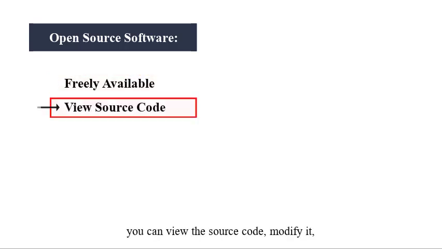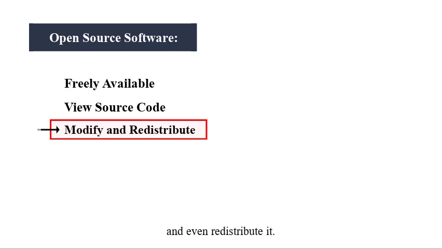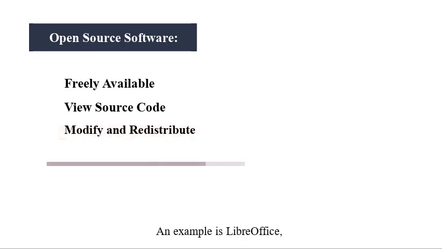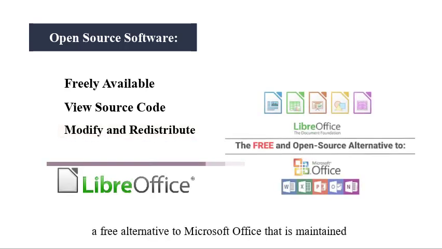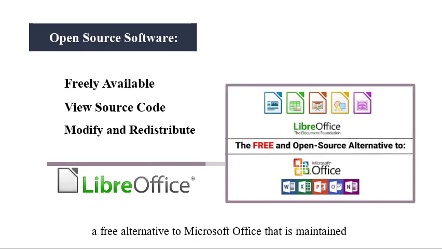This kind of software is freely available and transparent. You can view the source code, modify it, and even redistribute it. An example is LibreOffice, a free alternative to Microsoft Office that is maintained by a global community of developers.